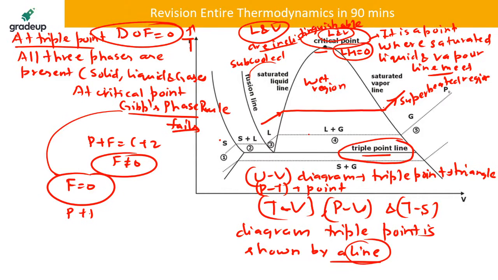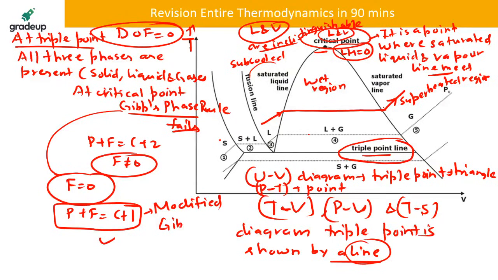So at this point you will be applying the modified Gibbs phase rule, which will be P plus F is equal to C plus 1. This is the modified Gibbs phase rule at the critical point. And with this modified Gibbs phase rule at the critical point, you will get degree of freedom equal to 0. So at every such point the degree of freedom is 0, whether it is the triple point or the critical point.